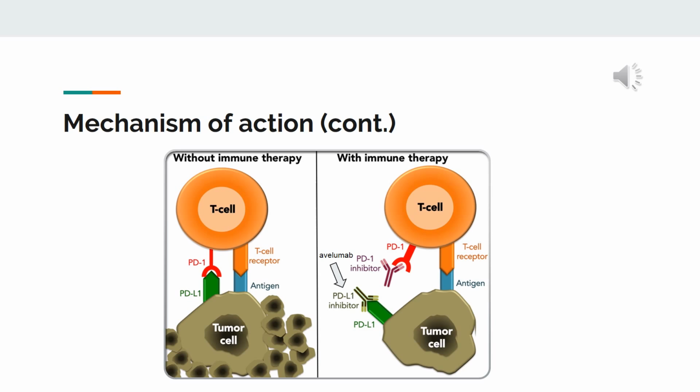There's a little arrow pointing to it. It's a PDL1, so it's on the ligand. It will stop it from binding to the PD1 receptor on the T cell. So the end result here is the T cell will identify it as being a cancerous cell, and it will go ahead and try to kill it.